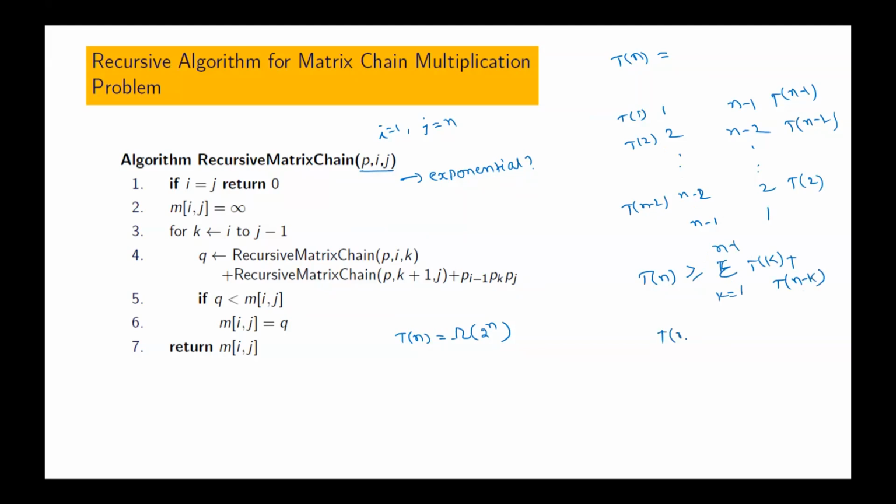That means we can easily show that T(n) is greater than or equal to 2 times T(n minus 1) plus some constant, since other work will be there. This is similar to our Tower of Hanoi problem. Easily we can show that T(n) is big omega of 2 power n. That means this is also exponential. Then we get a doubt: why is it taking an exponential amount of time? That we will discuss in the next class.